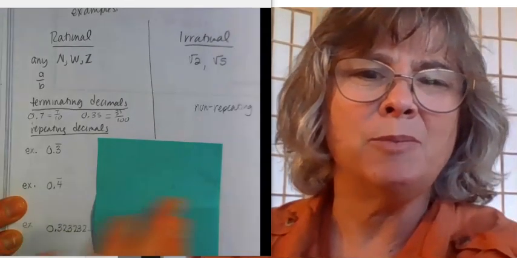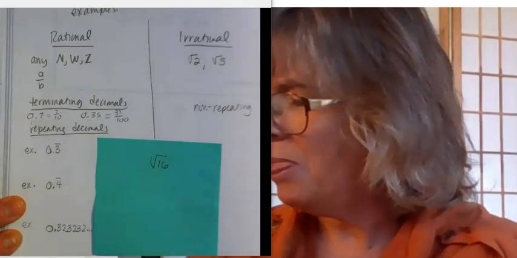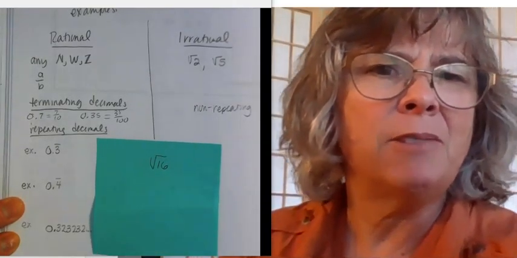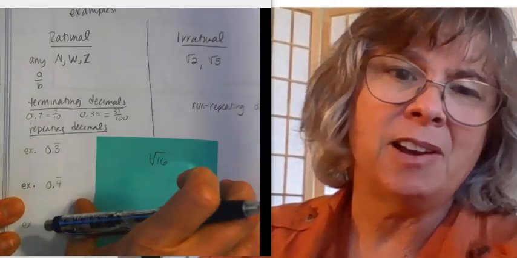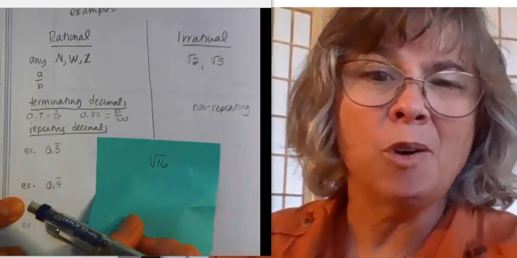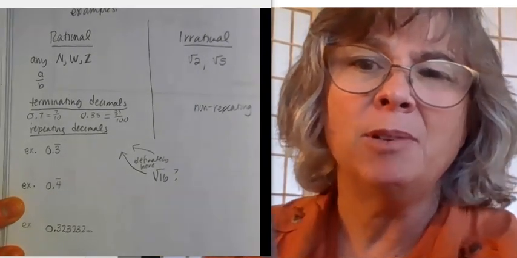So hey, let me ask you one more thing. I got to remove this blue thing. What if I have something like this, square root of 16? Is that rational or irrational? You know what? Always simplify. Square root of 16 is equal to 4, so therefore it's definitely in the rational component. Be really careful about that.